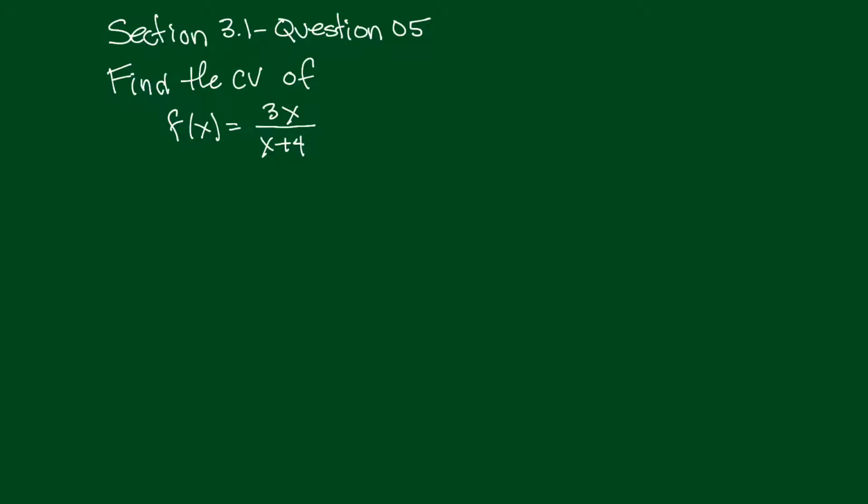We want to find the critical values of this quotient, this rational function. To do so, we're going to get the derivative, but I want to notice one thing first. The domain of this function is all numbers x not equal to -4, because at -4 we get division by 0. So -4 is not in the domain of this function. Therefore, it cannot be a critical value. So let's find the derivative.